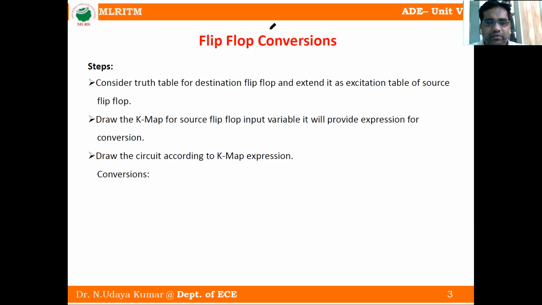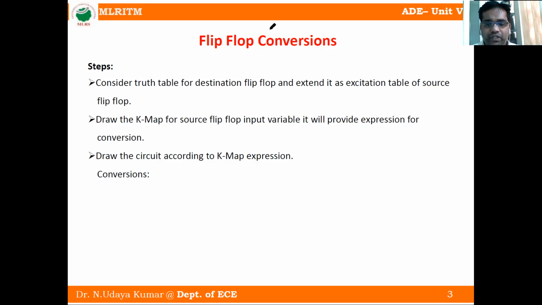Here are the three steps. One, consider the truth table for the destination flip-flop and extend the excitation table of the source flip-flop. Two, draw the K-map for the source flip-flop input variable. It will provide the expression for conversion. Third, draw the circuit according to the K-map expression. Those are the three steps.